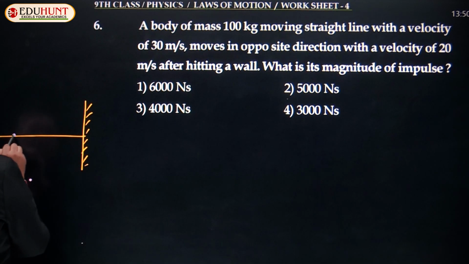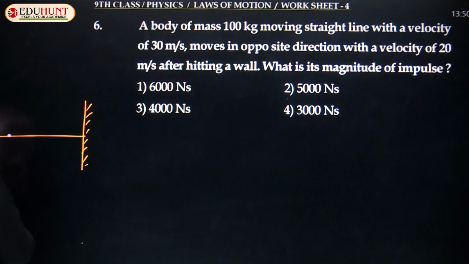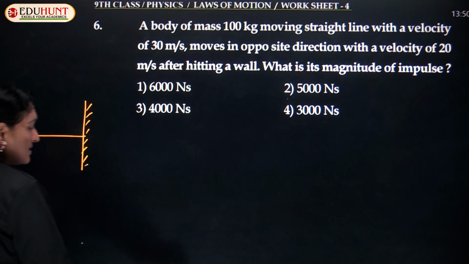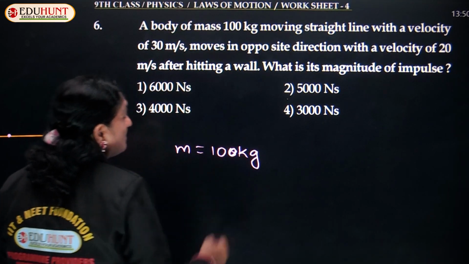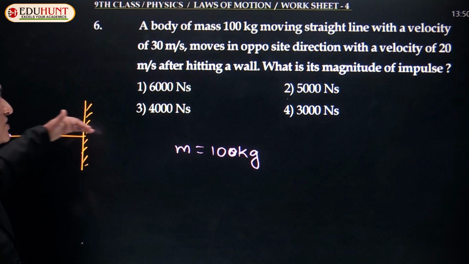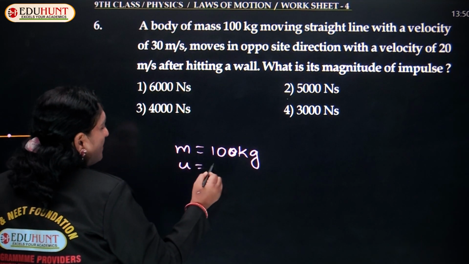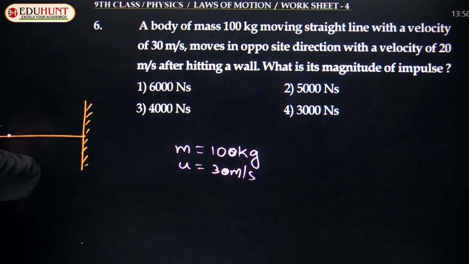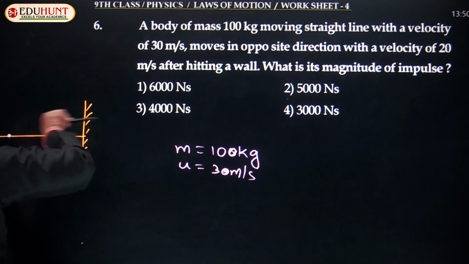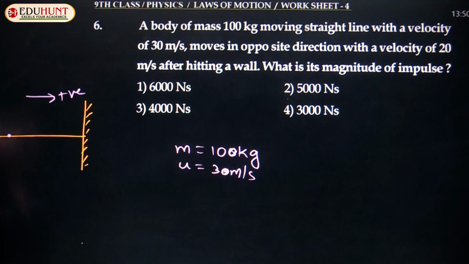This ball moves straight. Initially the position of the ball was here. This ball moving straight and again coming back. So how much is the mass of the ball given? Mass of the ball is given as 100 kg, moving in a straight line with a velocity of 30 meter per second. Initial velocity of the ball is given as 30 meter per second. So whenever it is moving, it moves with a speed in this direction. Let us take it as positive. So positive direction 30 meter per second.